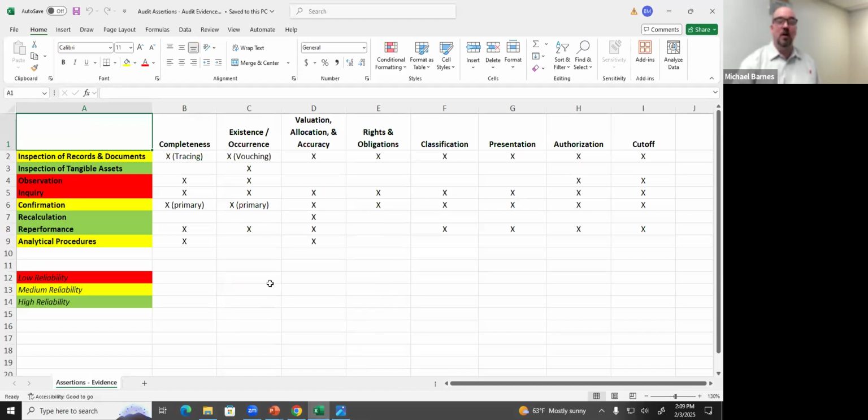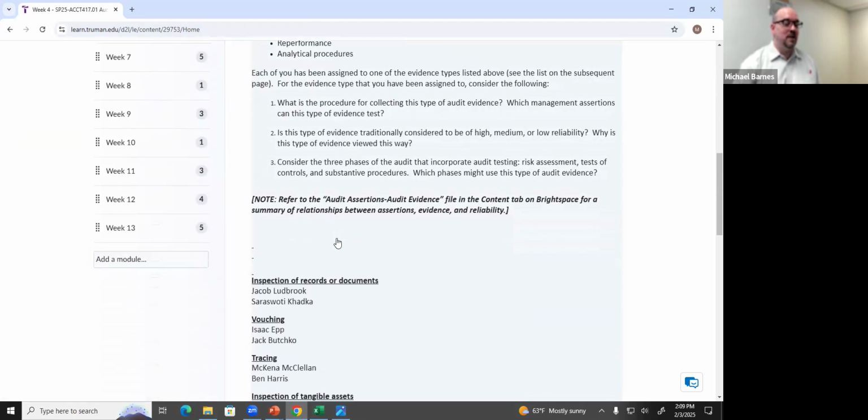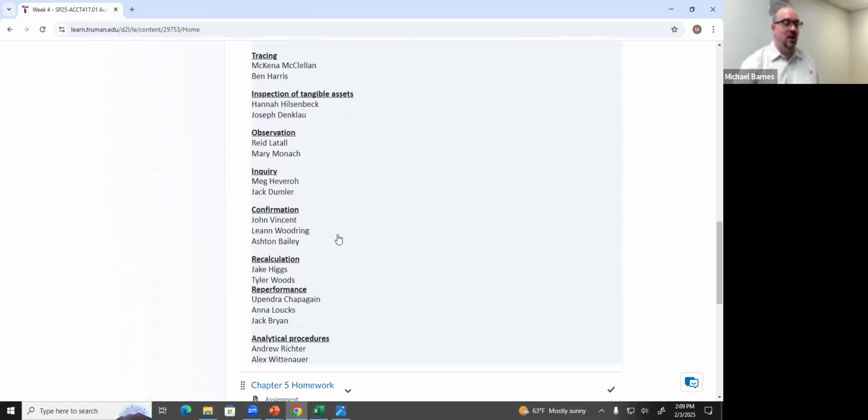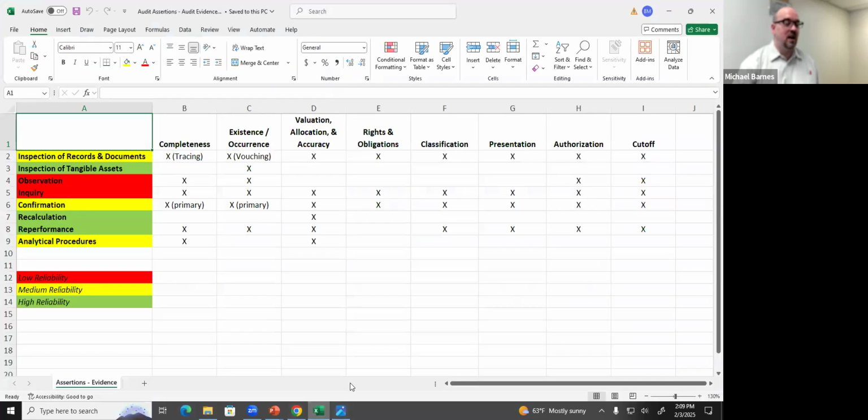This might be very, very important for you to refer to because on Wednesday, we've got a discussion where I ask you about all the evidence identified the last lecture, and everybody's been assigned to a piece of evidence down here, and you're going to have to tell me one of three things. What's the procedure? So how do you define it? What assertions can it test? High, medium, low reliability, and why? And the three phases that incorporate the testing, okay? So all of this is listed out here, except for the three phases of audit, okay? So let's talk about those real quick.